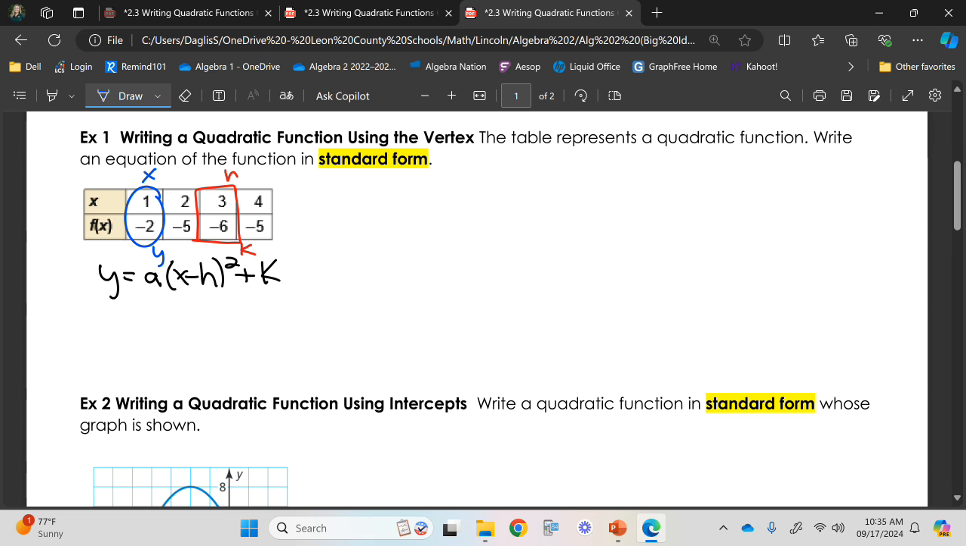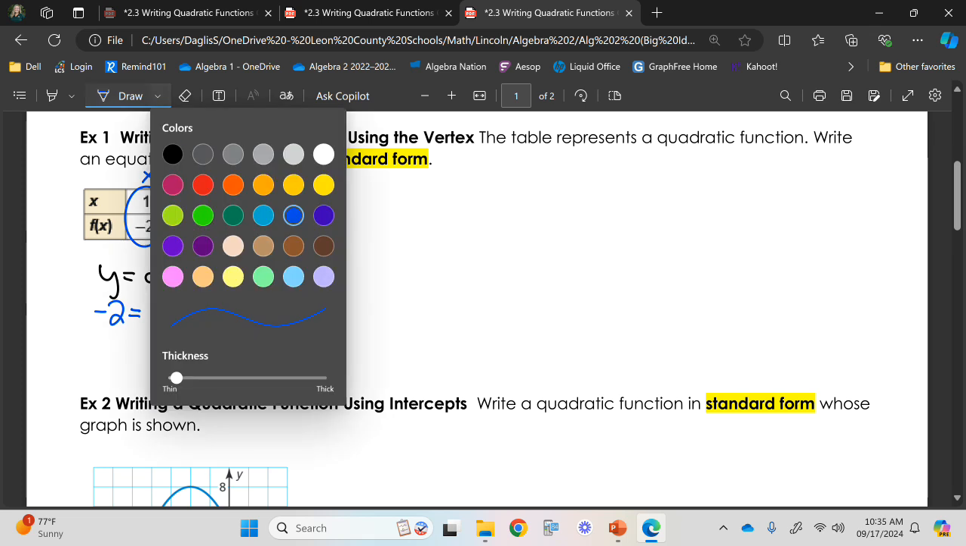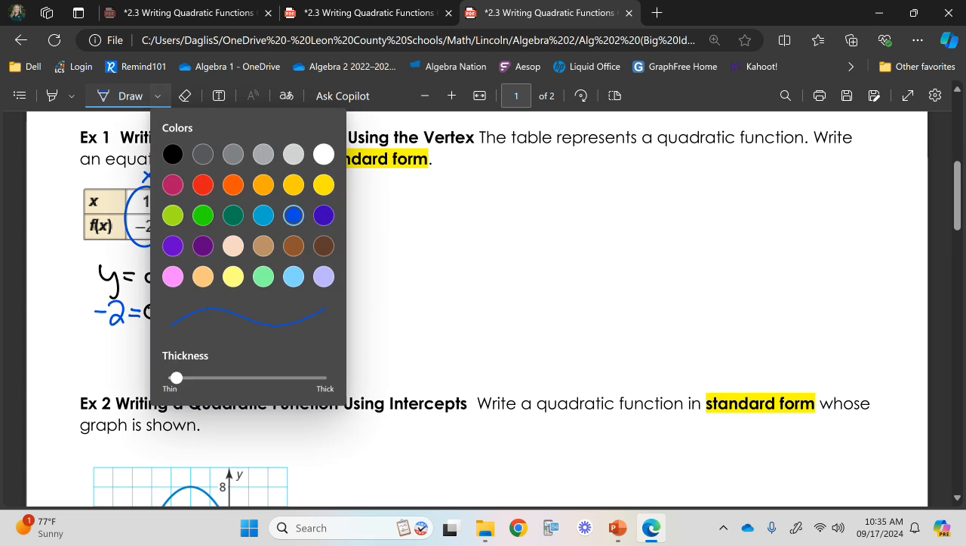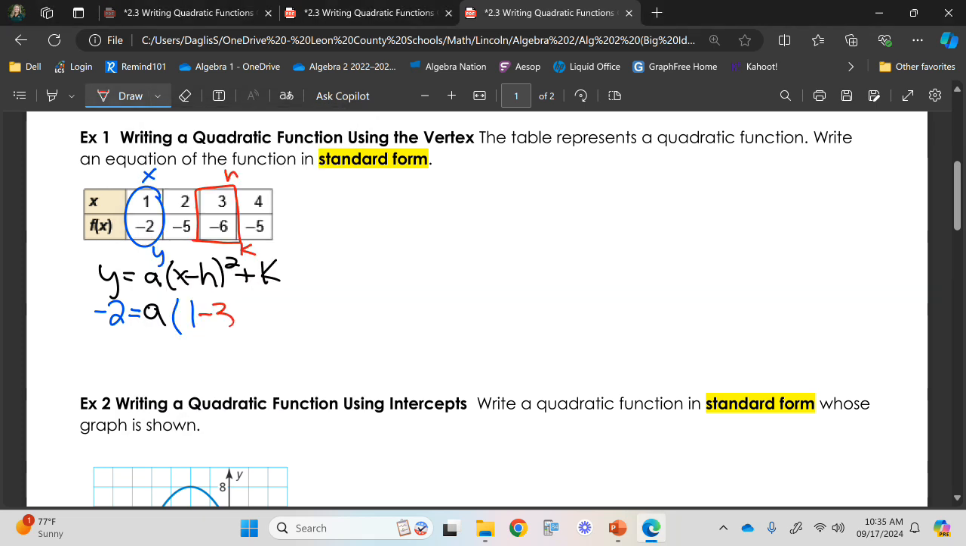What number? -2. Good, right? Because I've labeled -2 for my y. So we're going to have -2 equals, we don't know a, right? That should be the only letter left in here. All right, what is my x value that we're going to use? We're using a 1. What is my opposite h? Good, -3. And then what's our k value? -6. Good. Any questions about any of this setup?